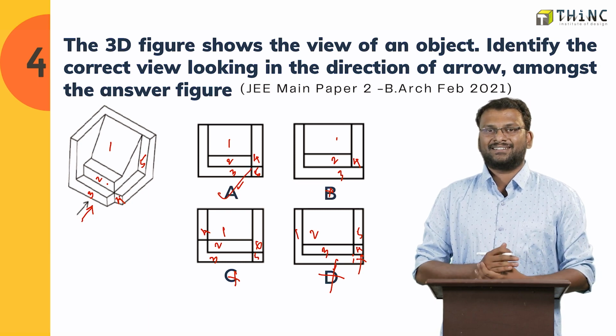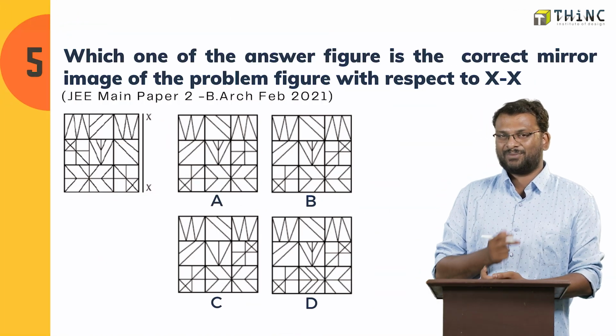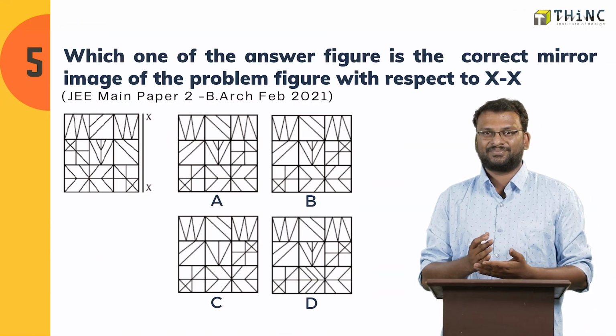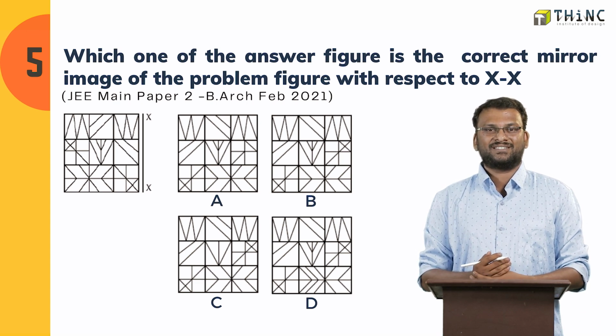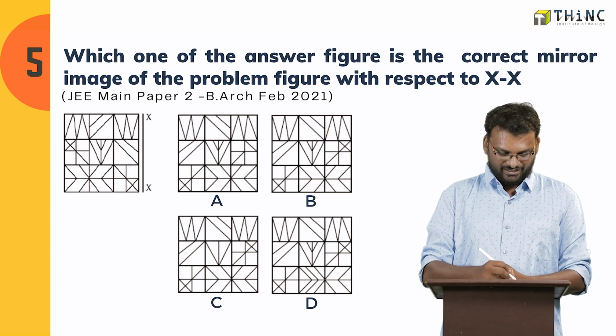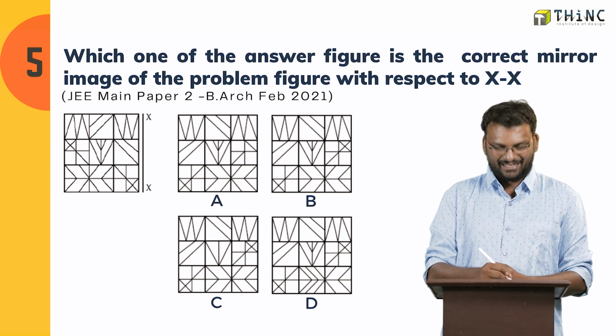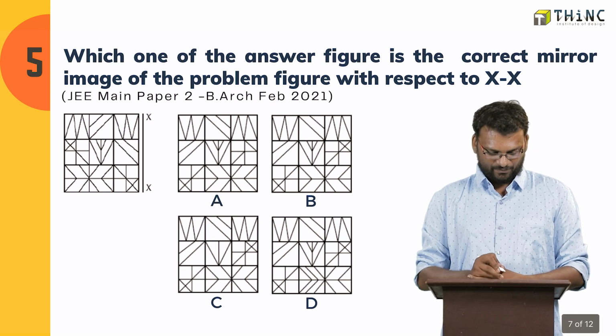So now it's the turn of the fifth question. The fifth question is not from projections, it is coming from mirror image. In our previous class, we discussed the conditions for the mirror coming on the bottom. Now the mirror is on the right side. Here the mirror is on the right side.